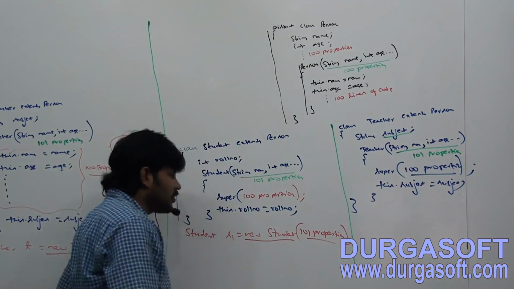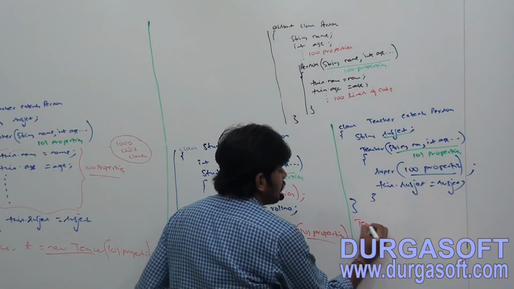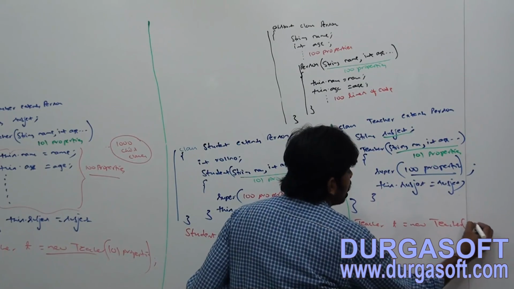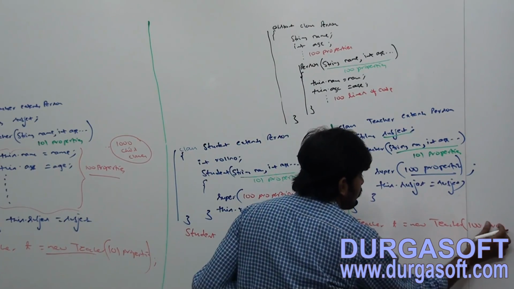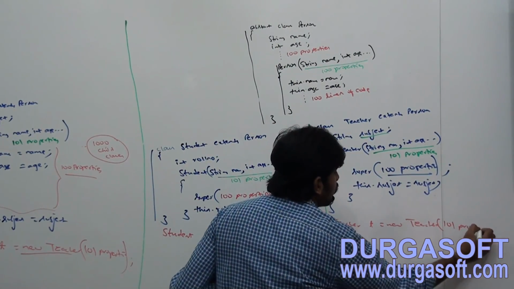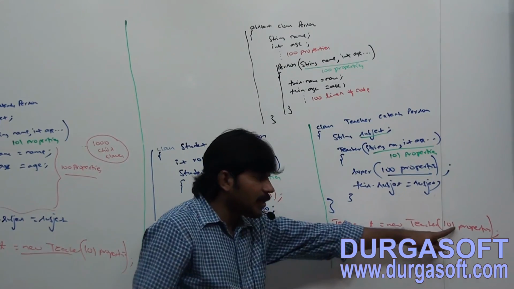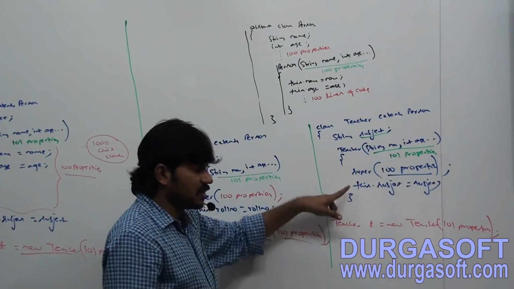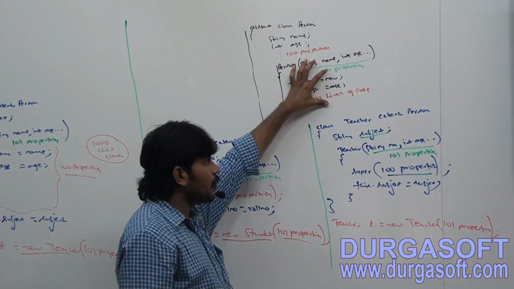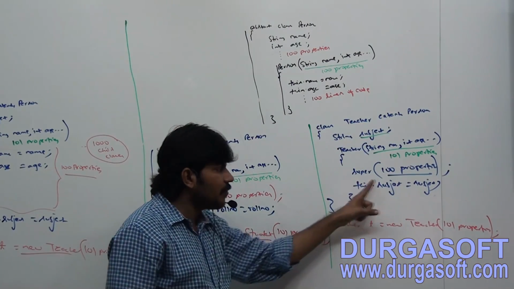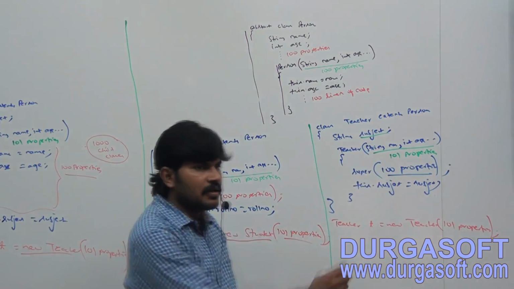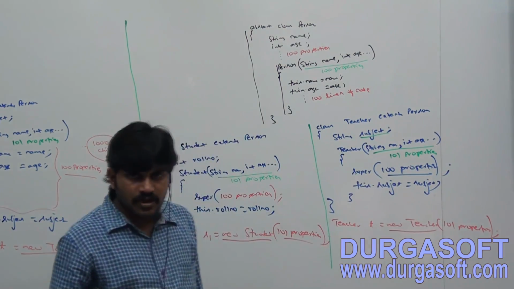Now let me create an object for the teacher. Teacher t is equal to new Teacher of how many properties? 101 properties. If I pass 101 properties, then as part of the teacher constructor, it is going to call super. 100 properties will be initialized there, and then the remaining one property will be initialized. In total, 101 properties will be initialized for this teacher object. Are you able to get this?